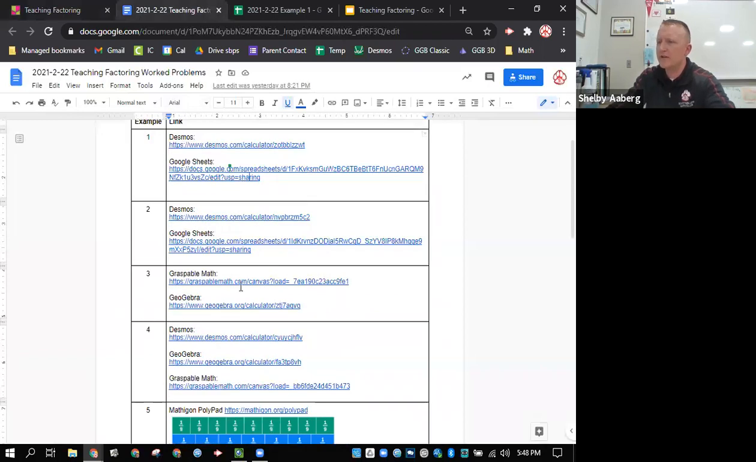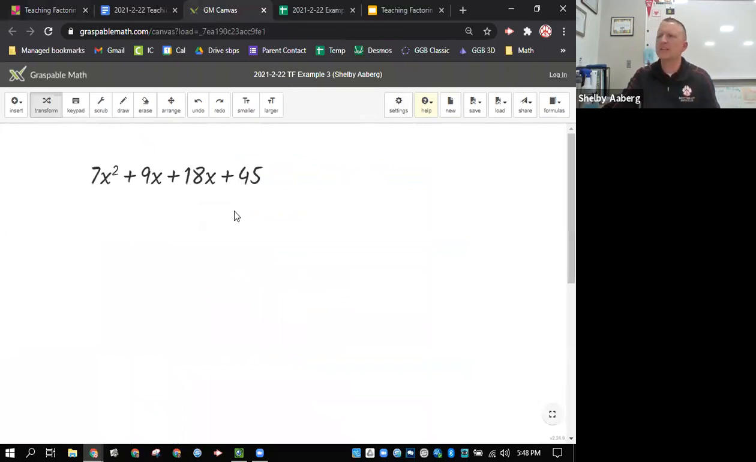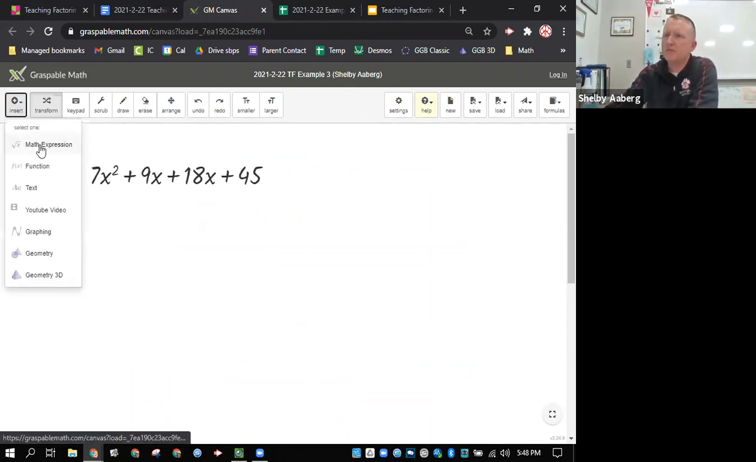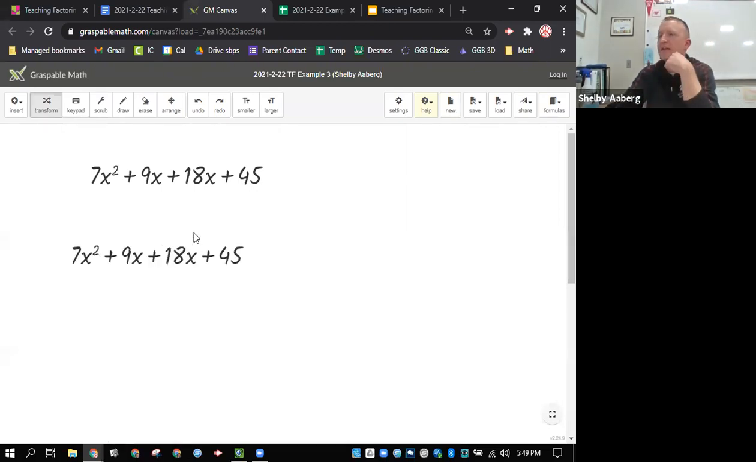So let's look at, I have an example from Graspable Math. If you haven't used Graspable Math, it interfaces beautifully with GeoGebra. And this is what the canvas looks like. I believe it's a University of Indiana construct, if memory serves. What I did was I put in insert math expression, and I typed this in. So I went 7x squared, arrow out of the power, plus 18, plus 9x, plus 18x, plus 45, and I hit done. That's how I got here.